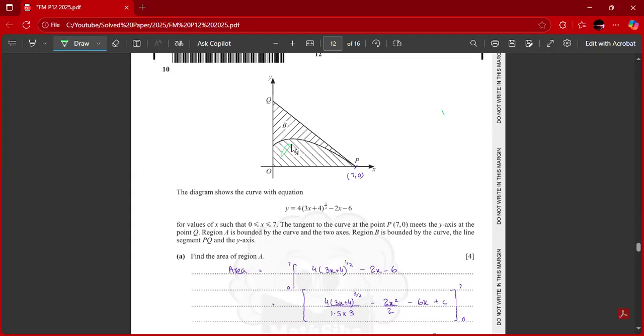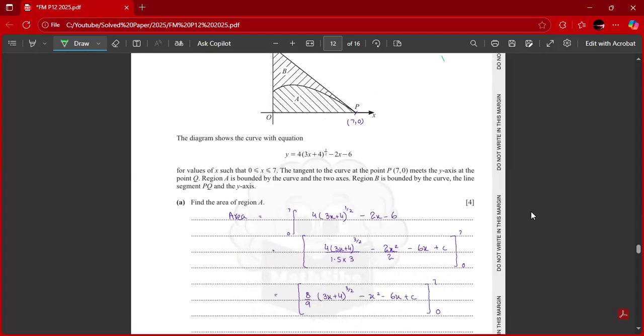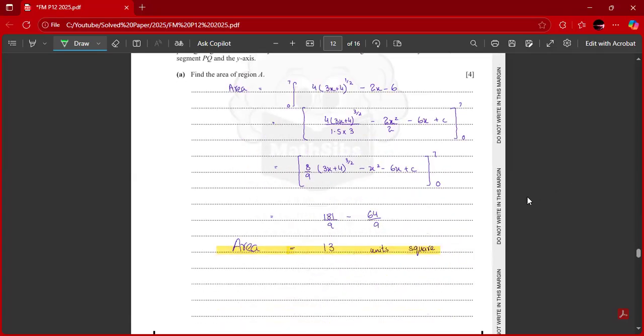This is the curve. This is the line, guys. This line, QP, is a line. So we know the upper bound and the lower bound are 7 and 0. And the area can be easily found by doing integration. Integration from 0 to 7. It was 1 over 2, we add 1, divided by 1.5, because 1 over 2 plus 1 is 3 over 2, which is 1.5. And then we divide by the derivative of the inner term, 3.